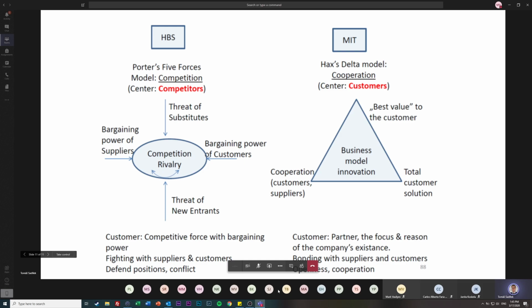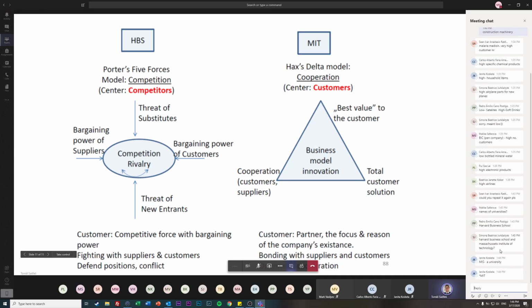So you can ask the company, what about your suppliers? Do you have many suppliers or just a limited number of suppliers? What's the country of origin of them? How sensitive are they to price, and so on. Next, you can ask, what about some substitutes? What are your competitors on the market?